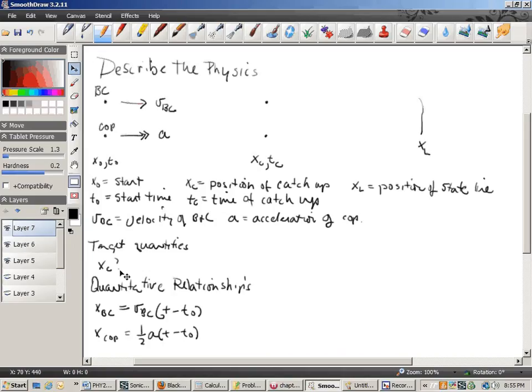And we have the following quantitative relationships. x_bc, which is the position of Bonnie and Clyde, is equal to the velocity of Bonnie and Clyde times the time, and the position of the cop is equal to 1/2 times the acceleration times the change in time squared. And I have taken the initial position of each one to be 0.